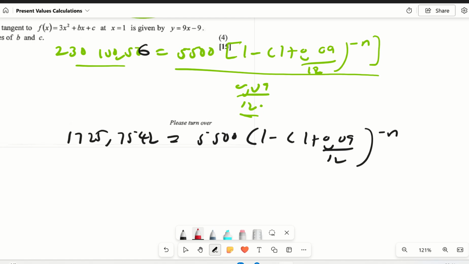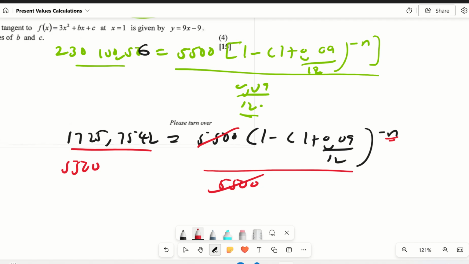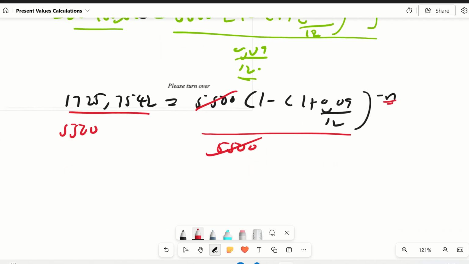So remember that we're looking for n, so we're going to get rid of everything surrounding n. The quickest thing to get rid of here is the 5,500. We divide both sides by 5,500, so that we get rid of that in front there. So this on the left hand side will give us a very long 0.31 and so on. Rather keep it as a decimal so that you don't lose values. Very, very important.